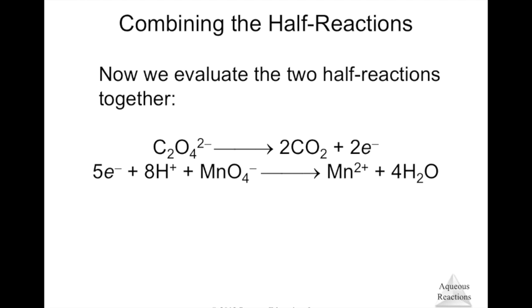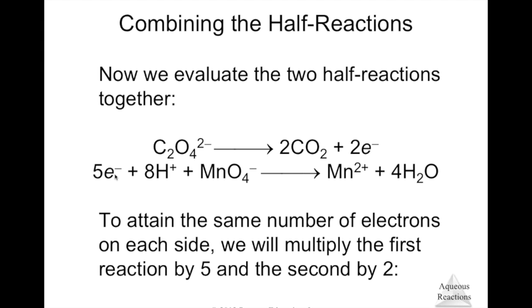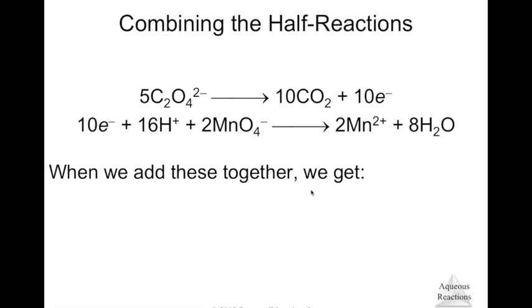Now we're going to look at everything together. We're not combining them yet. The problem is this one has 2 electrons, and we've got 5 electrons over here. So we have to balance our electrons. We're going to multiply the first reaction by 5 and the second reaction by 2. And this is what we end up getting.